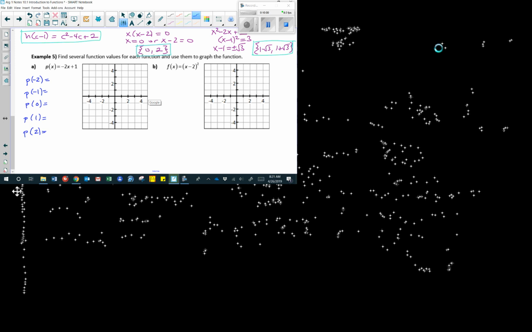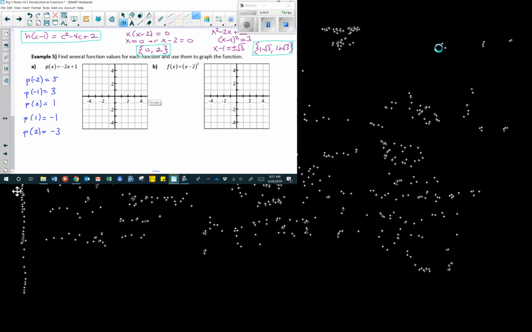So p of negative 2 is negative 2 times negative 2 plus 1, which gives us 5. P of negative 1 is negative 2 times negative 1 plus 1, which is 3. P of 0 is negative 2 times 0 plus 1, which is 1. P of 1 is negative 2 times 1 plus 1, which is negative 1. And P of 2 is negative 2 times 2 plus 1, which is negative 3.